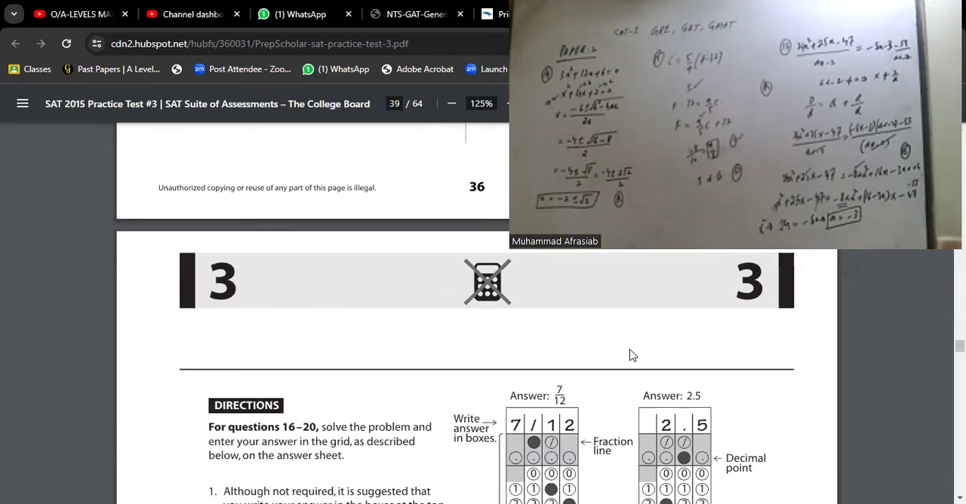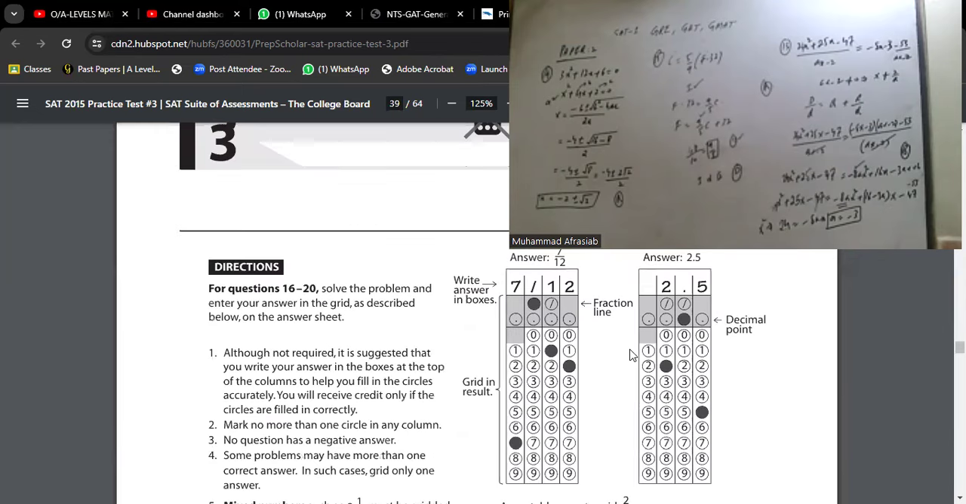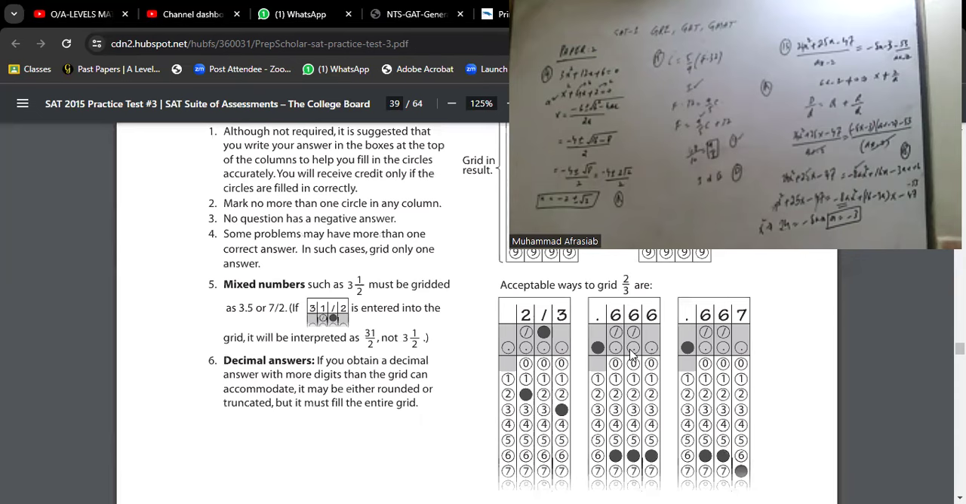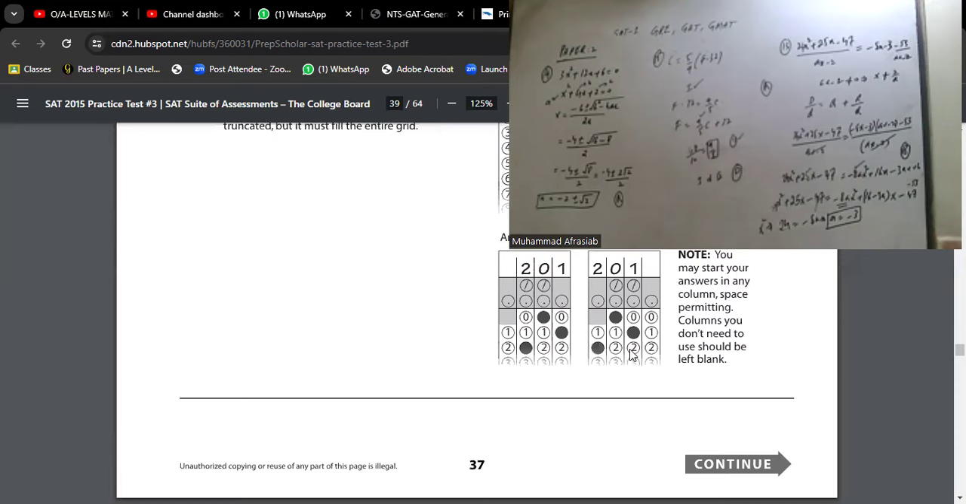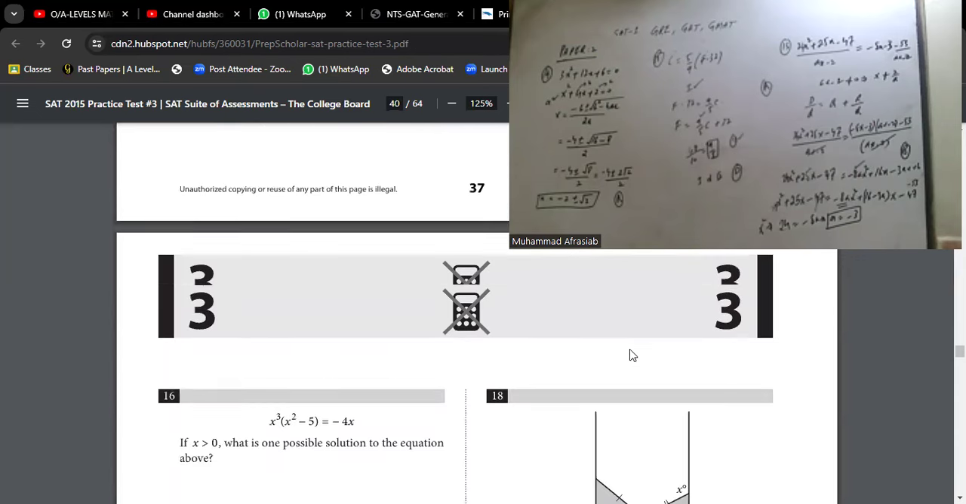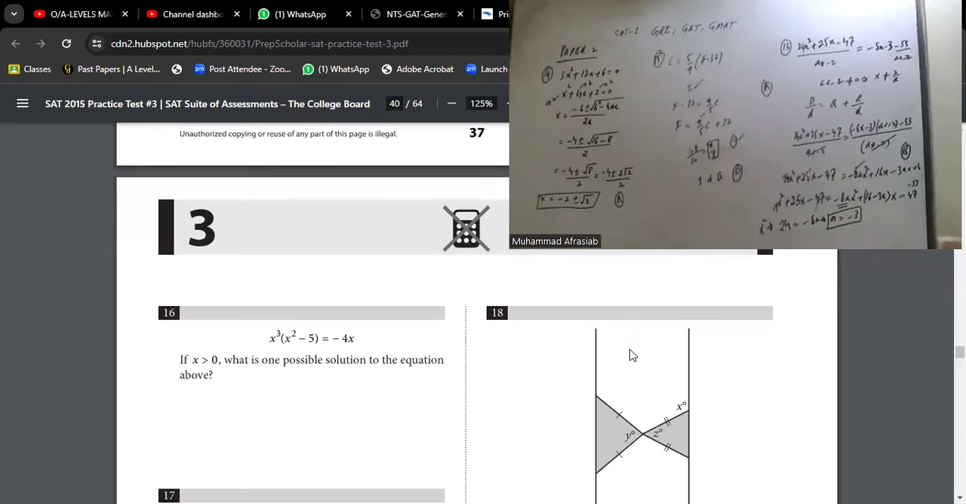Now they are asking the grid questions from 16 to 20, where a calculator is not allowed, but you have to look at the equations there. Question number 16.